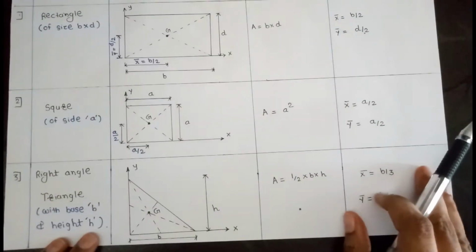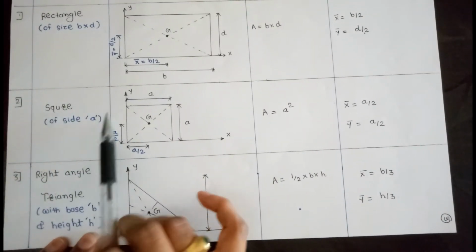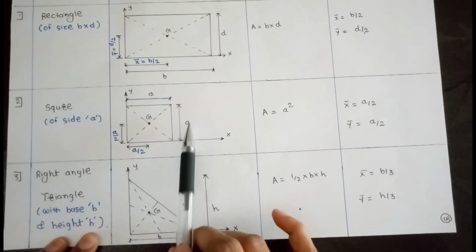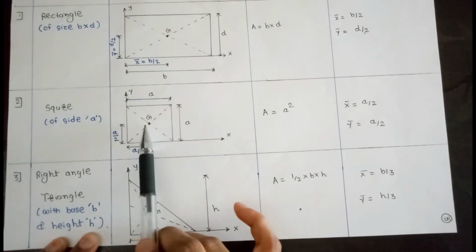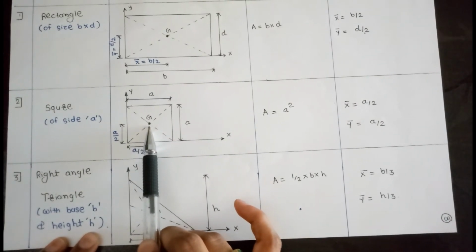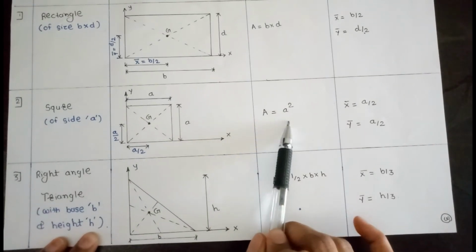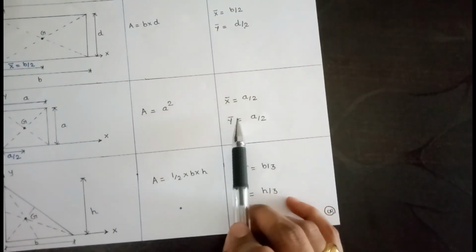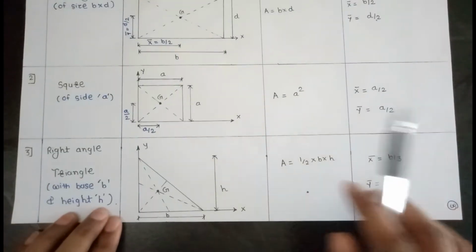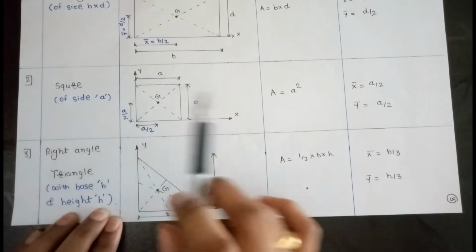Next is the square, second plane figure, square of side a. This is the square diagram of side a with reference axes y and x and center of gravity G. What is the area of square? A is equal to a square, means side square. X bar is equal to a by 2 and y bar is equal to a by 2.